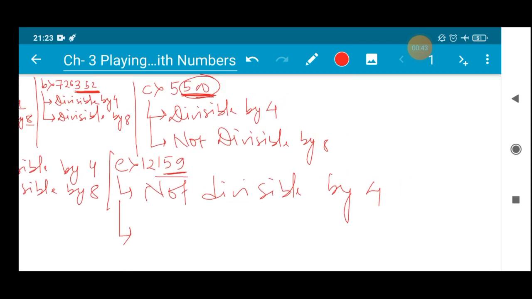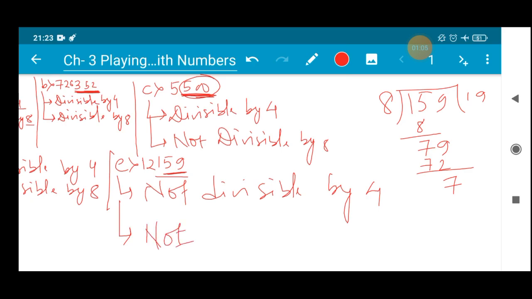Okay, so we have to check with 8 also. The last 3 digits should be checked. 8 159. 8 to the 16 is not possible, so 8 ones are 8, 15 minus 8 is 7. Now 79. 8 eights are 64, 8 nines are 72, 8 tens are 80. So your remainder here is 7. So it is again not divisible. So in both cases, this 12159 is not divisible by 4, and not divisible by 8 also, right?